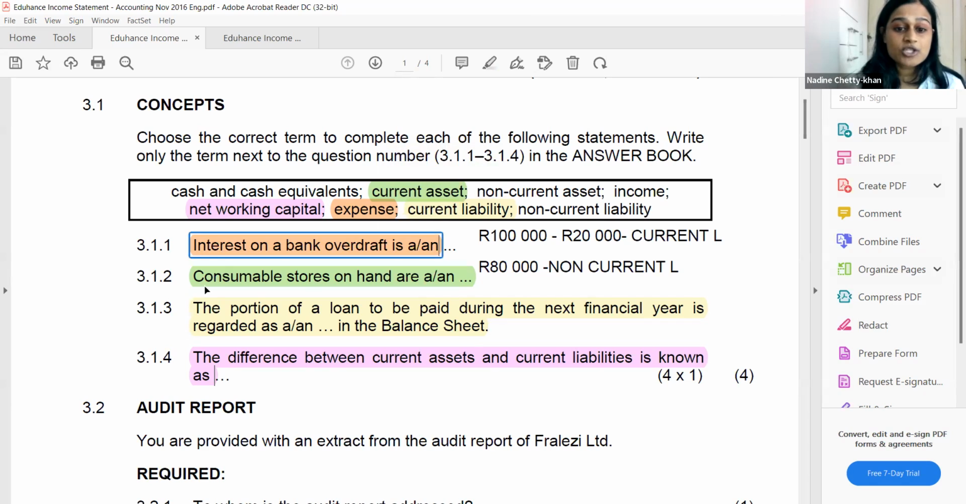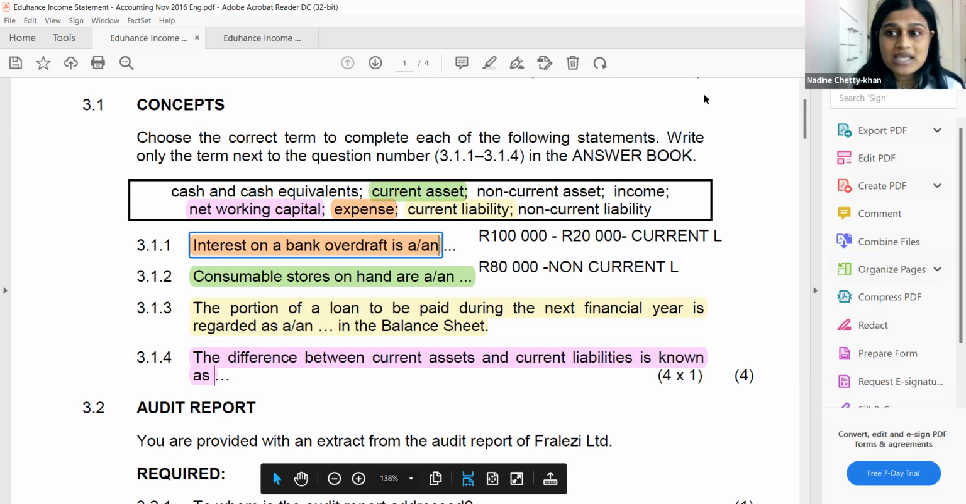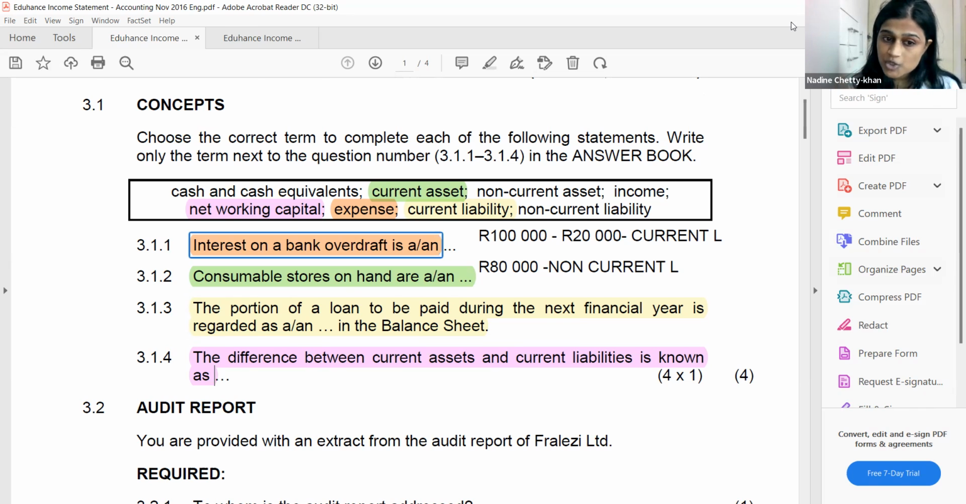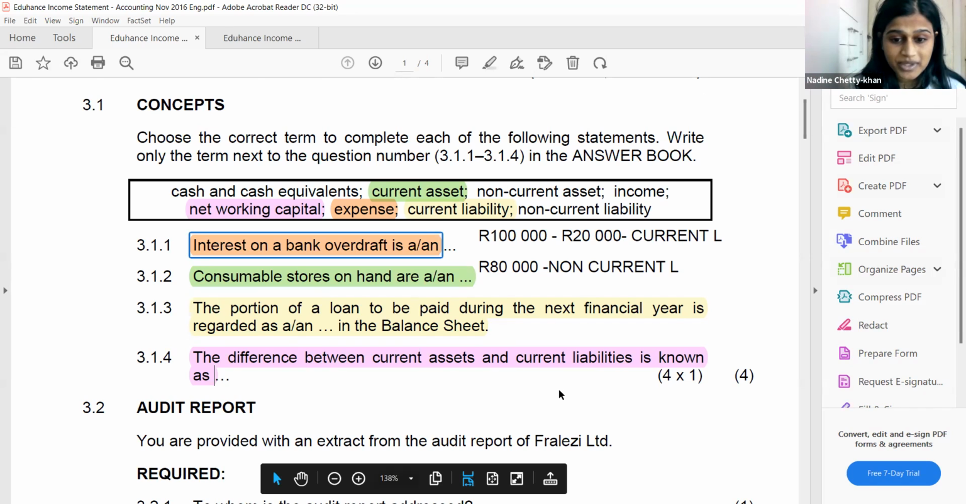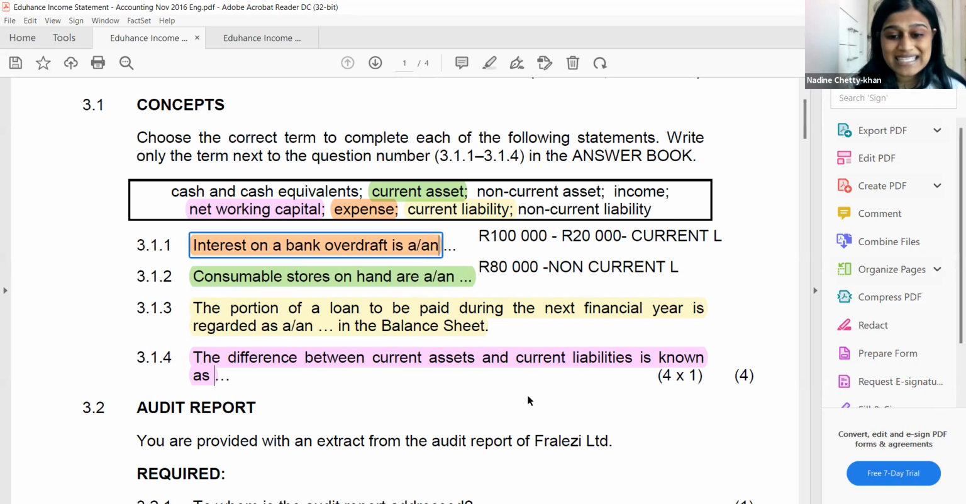Then the next item is consumable stores on hand. Well, consumable stores on hand, there's two ways it can be reflected, either in the income statement or on the balance sheet. Now, because they specifically mentioned it's on hand, that means it's sitting in our warehouse, okay? Now, if it's sitting in our warehouse, that means that it cannot be used as yet. And only when consumable stores is used does it go as an expense in the income statement. Okay, so what that means is that we're going to classify it as an asset.